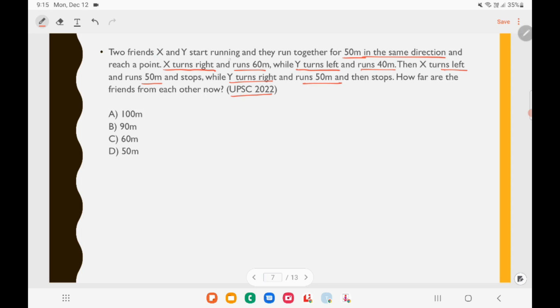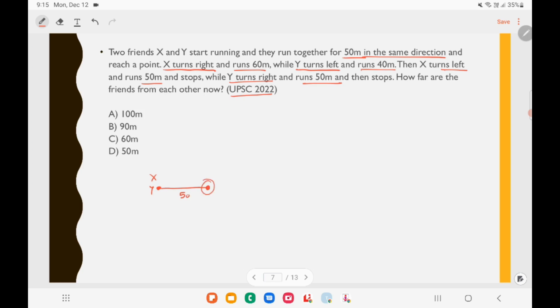So X and Y started running and they ran together in the same direction. Here the direction they are not giving, like they haven't said that X and Y is running in the east direction or west direction. So in that case you can consider it as any direction. So I am assuming that X and Y started from this point and they ran like this for 50 meters. So they are together now. Okay, they ran 50 meters and then they reach a point. This is that point.